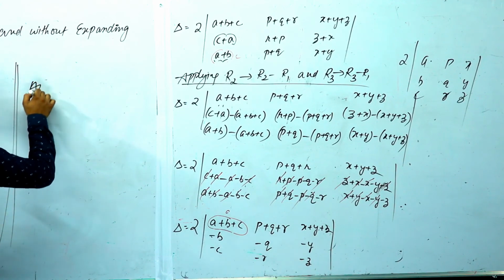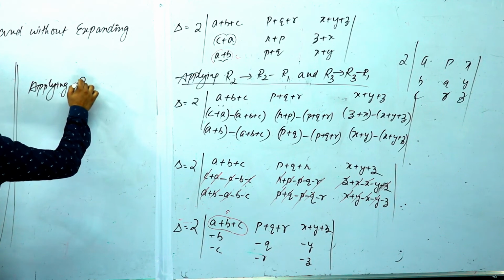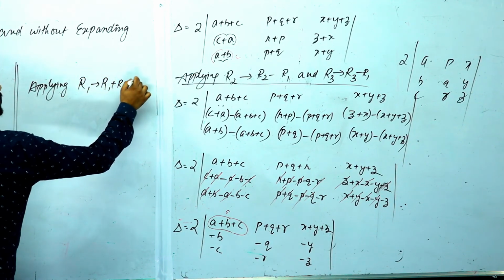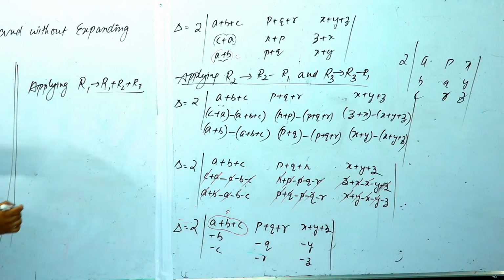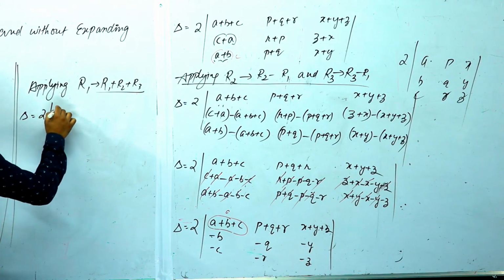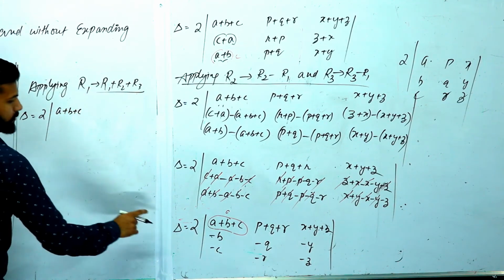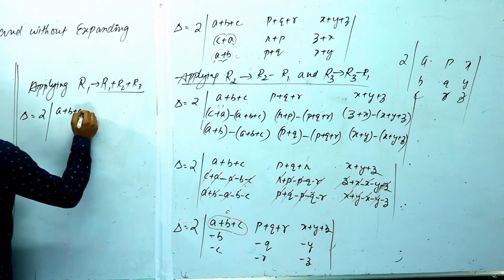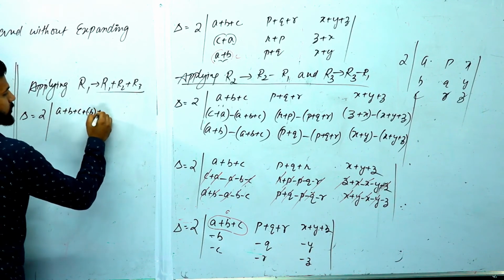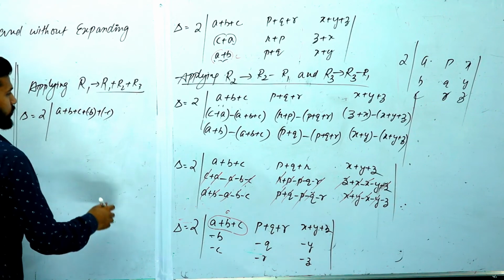So now we are going to apply R1 changed to R1 plus R2 plus R3. Clear? So what we are going to do? Delta is equal to twice of a plus b plus c. Plus R1 means plus R1. R1 is b, minus b plus R2, minus c. You got it? Same thing I'm going for that also.